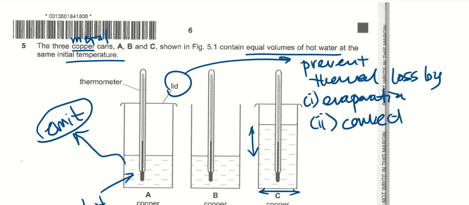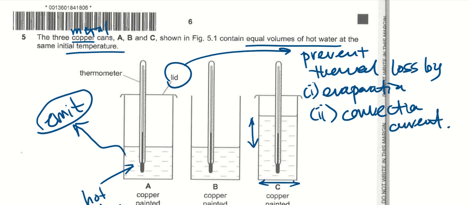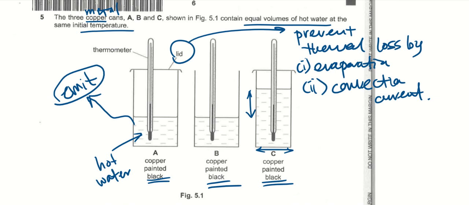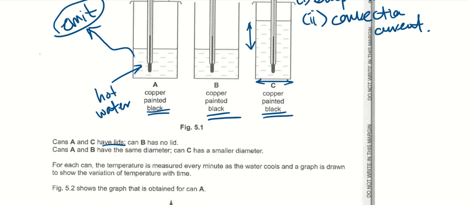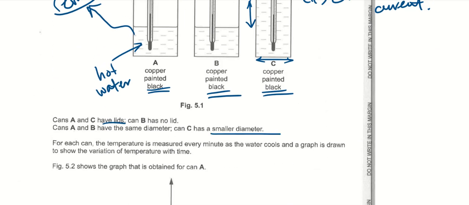So some of you would like to say that it traps heat. Not really accurate. They won't really accept this. Okay, don't say it traps heat. B has a smaller diameter.